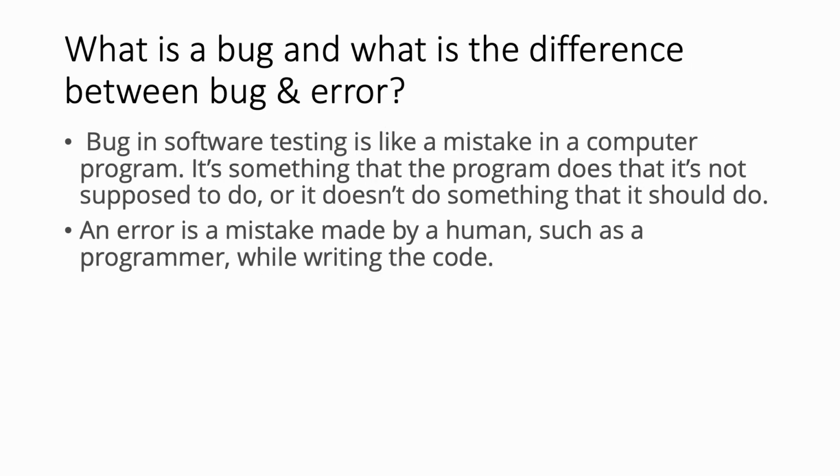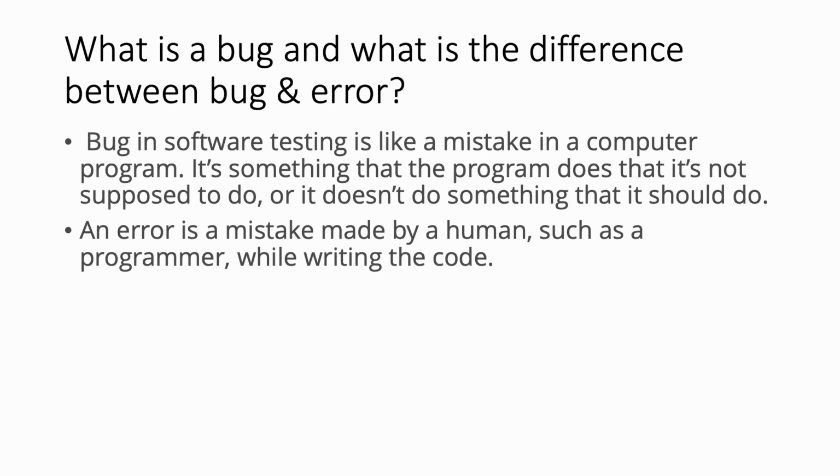Then what is a bug? As I told sometime back, a bug in software testing is like a mistake in a computer program. It's something that the program does that it's not supposed to do, or it doesn't do something that it should do.